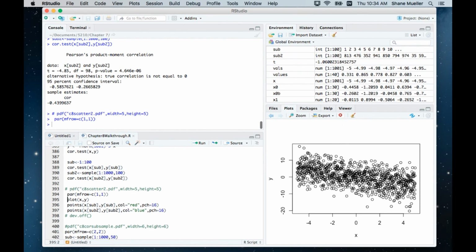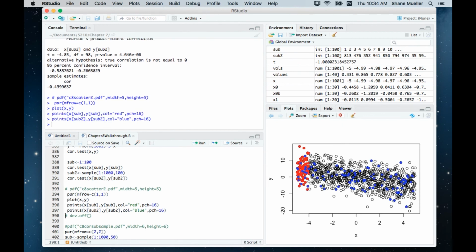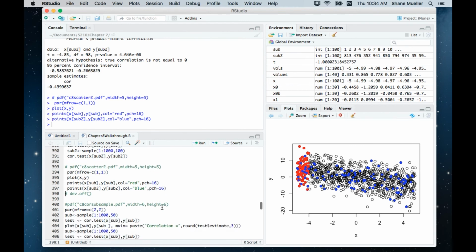I think this just shows an example. If I could only sample 100 points here, in this red region I don't see any correlation, but if I look at the blue, I do see a correlation.